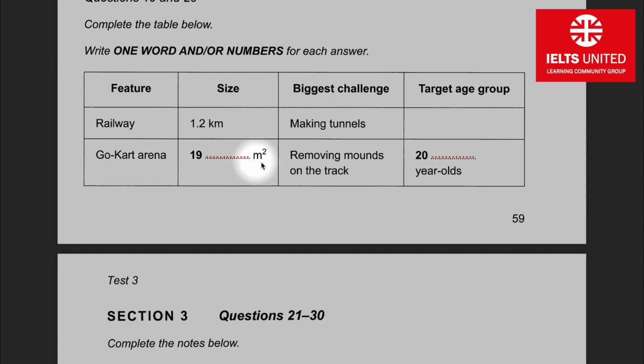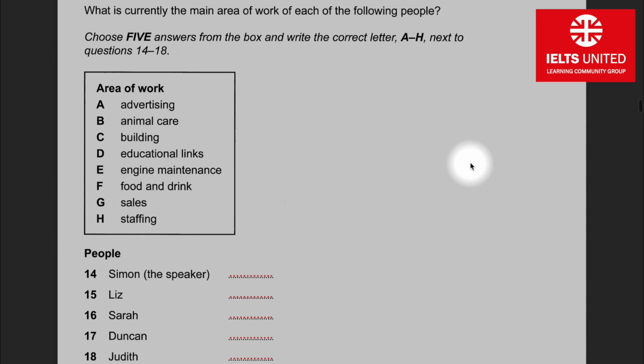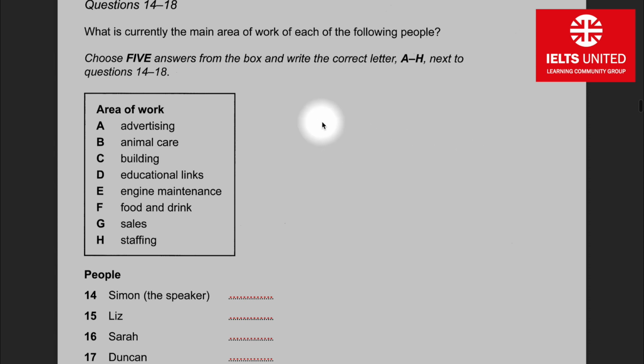And the size of that is going to be given in meters squared. So we need to listen out for that. Be careful for any false answers that are not the correct answer that could be given, numbers that are not related. The biggest challenge was removing mounds on the track, so taking away earth that shouldn't have been on the track. And target age group, something year olds, so it's going to be a number. Again, be careful in case there's any other numbers given, or if we're told it's not for a certain age. Okay, let's begin. Now listen and answer questions 14 to 20.